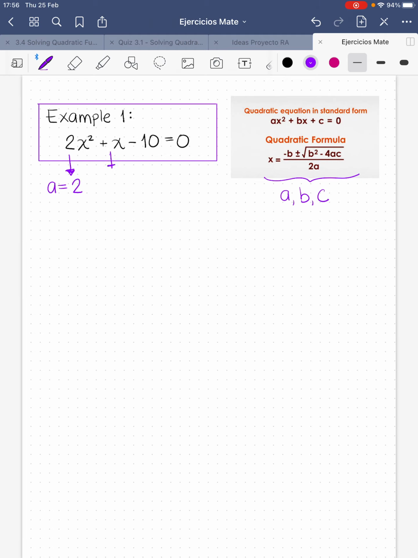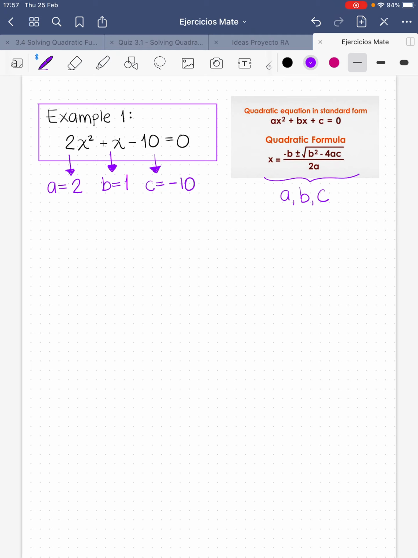B is going to be the coefficient of the term that has the x. So you don't have a number there, that means it's a 1 and a plus sign before that, then B is equal to 1. And then C is going to be the constant or the independent term in the quadratic equation. In this case, it's negative 10, okay? The sign is very, very important.